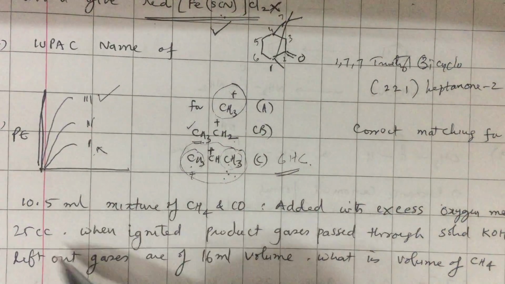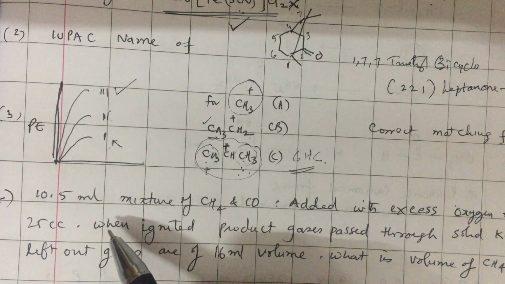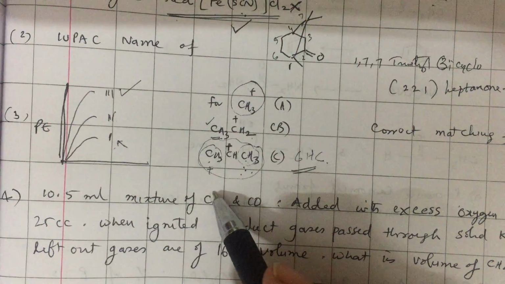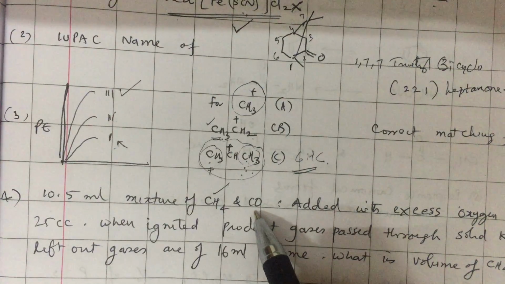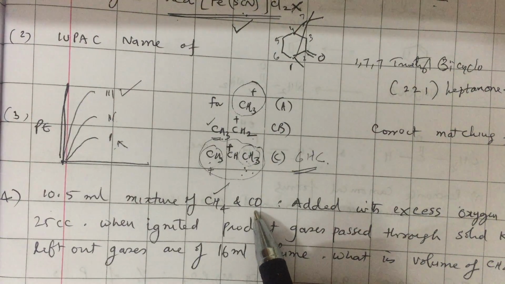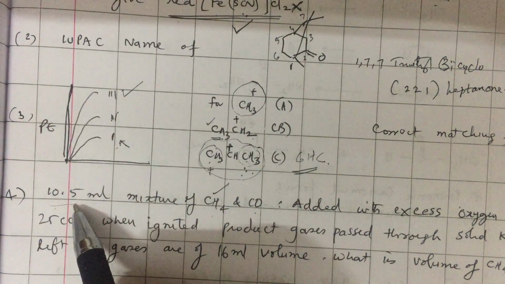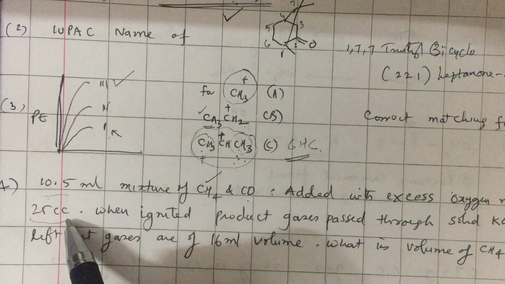This is a problem based on eudiometry. We try to find the volume of methane gas from the data. 10.5 ml of a mixture of methane and carbon monoxide is taken. We don't know how much methane is there, how much CO is there. It is a mixture, total volume is 10.5. It is added with excess of oxygen, which measured 25 cc.